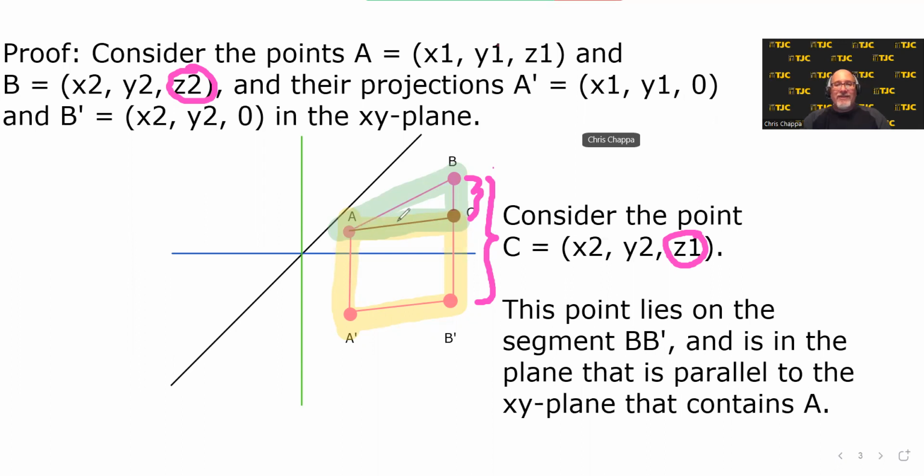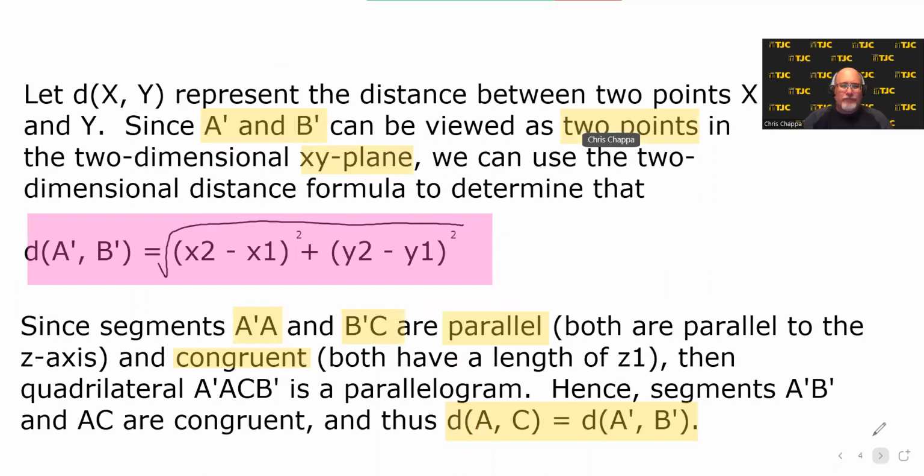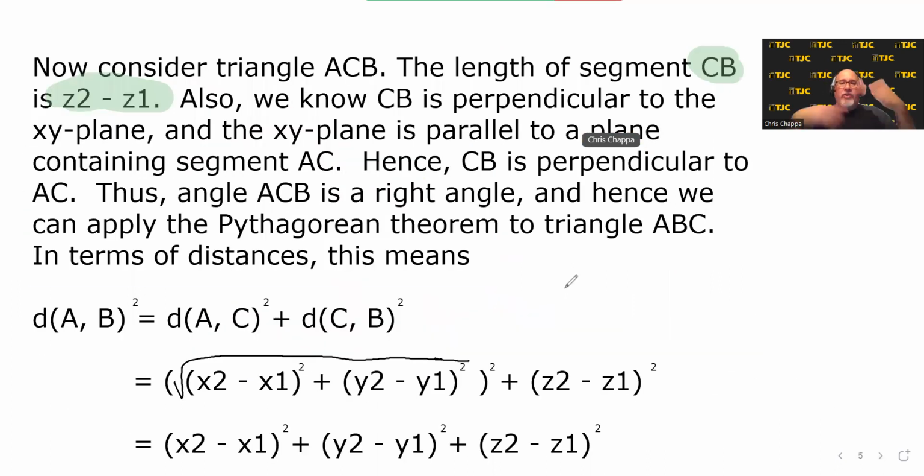We know the length of AC, or an expression for it, because it's the same as the length of A prime B prime. And we know the length of BC because it was just the difference in their Z coordinates. So we should be able to hit it with the Pythagorean theorem to find the length of AB, which is the distance between A and B. Let's wrap this up. All right, so ACB is a right angle. We can apply the Pythagorean theorem to triangle ABC, and in terms of distances, that means the hypotenuse squared, the distance from A to B, is equal to the sum of the squares of the legs.